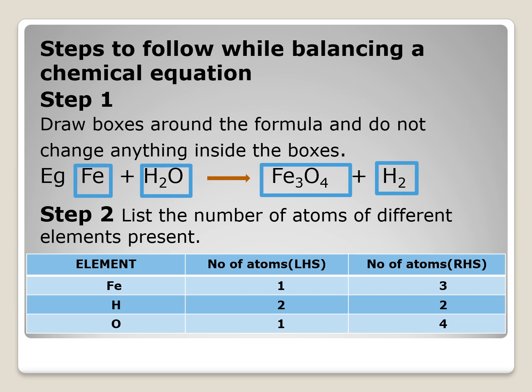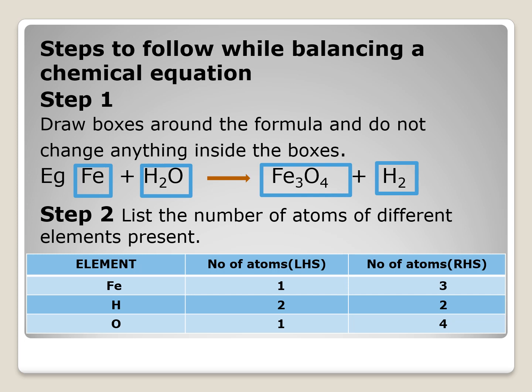Dear students, here are the steps to follow while balancing a chemical equation. First step, draw boxes around each formula of the reactants and products and don't change anything inside the boxes. For example, look at this reaction between iron and water. We have drawn boxes so that no change of any numbers inside.